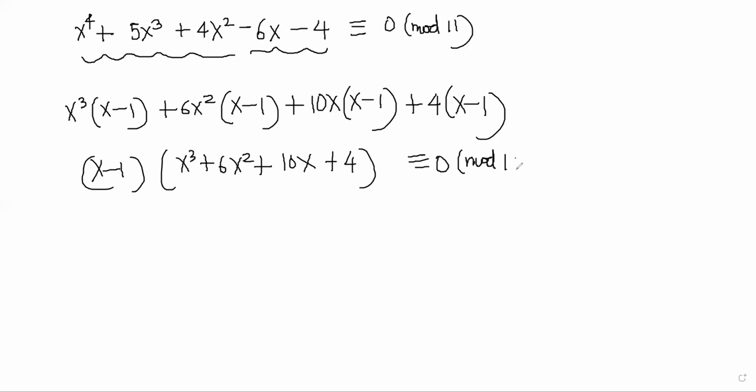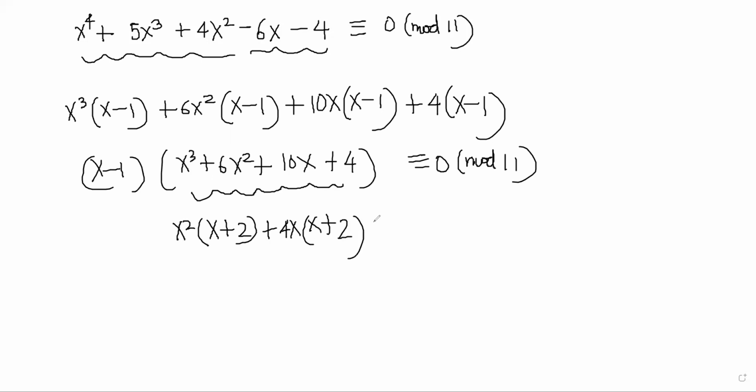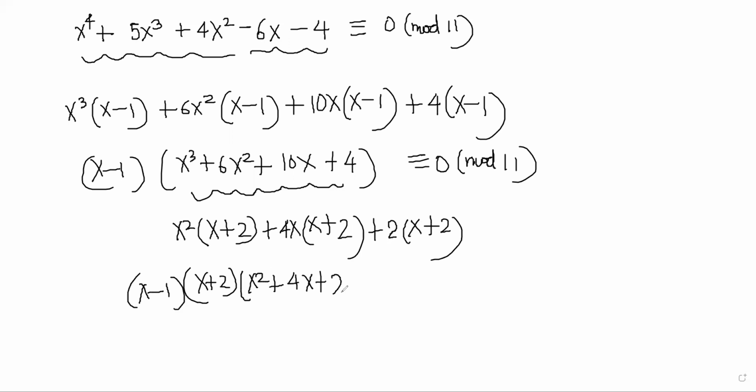mod 11, right? This part, let's see if we can factorize. Minus 2, is it working? Minus 8, actually, minus 20. Put the value. It is working. So this plus 2x squared, so plus 4x, x plus 2 plus 8x, so plus 2, x plus 2, right? So it becomes x plus 2 common, x minus 1 and this is x squared plus 4x plus 2. Now it is not factorizable.